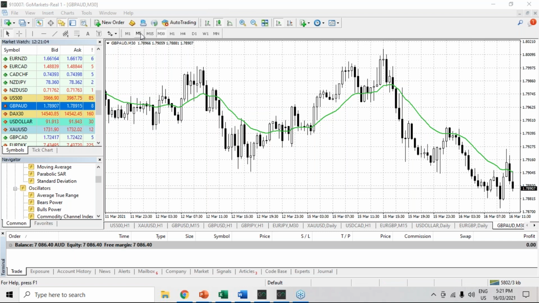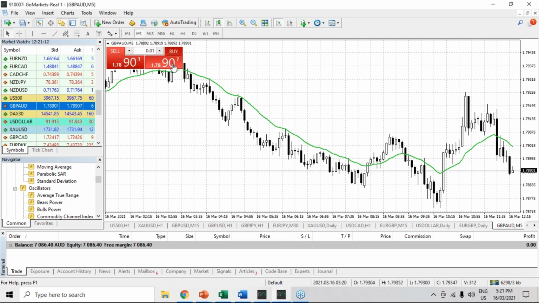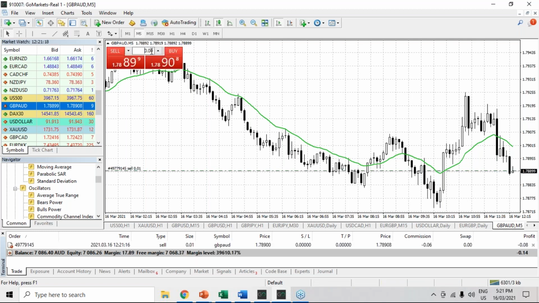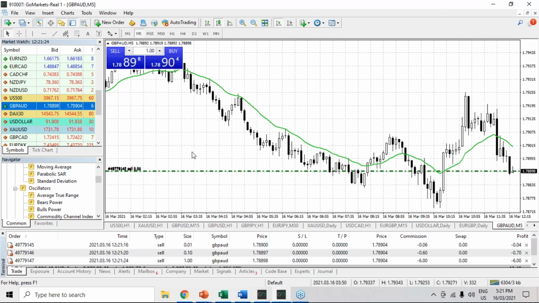Okay, so we're going to take it onto a 5-minute chart. What we're going to do is enter 3 quick trades. Whoops, no, we're going to do a sell. There's our micro lot, there's our mini lot, and there's our standard lot.